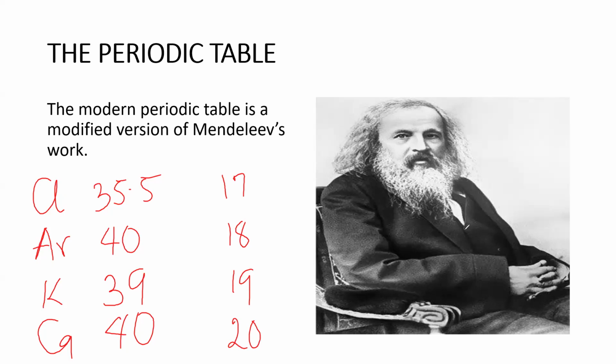So instead of using atomic masses, the modern periodic table used atomic numbers. If you are asked to state the periodic law, the periodic law states that the properties of elements in the periodic table are a function of their atomic numbers, not atomic masses. Atomic masses is for the old periodic table.